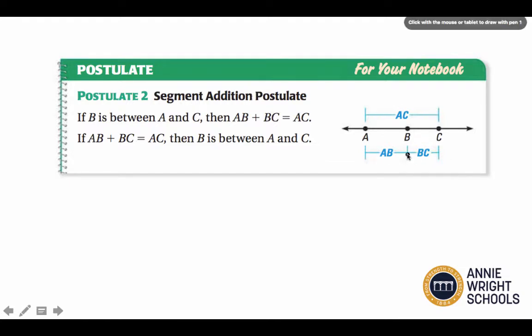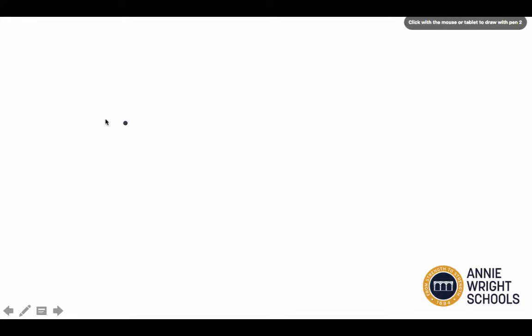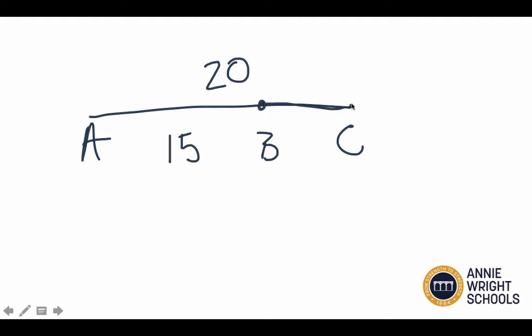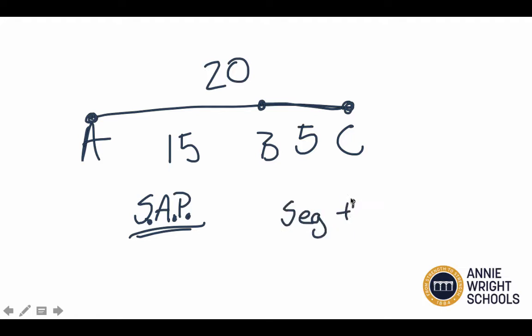But we can use it to do simple things like, if I tell you the distance from A to C is 20, and I tell you the distance from A to B is 15, you can figure out the distance from B to C. And if you haven't set it in your head, it's 5. And the reason we know that is the segment addition postulate, or SAP. Segment addition postulate. I actually prefer this, segment addition postulate. A little bit easier to know what it means than SAP.